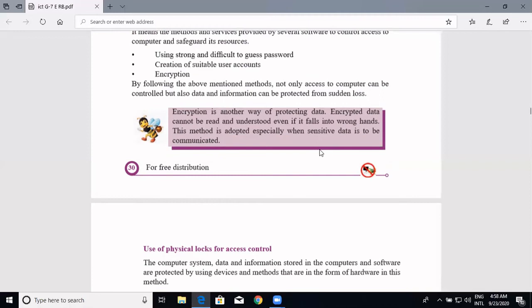In your book, what they're telling is that it's a way of protecting data. When you encrypt something, it is not easily readable. If wrong people get this content, it's very hard to read it. So then this sensitive data is protected.